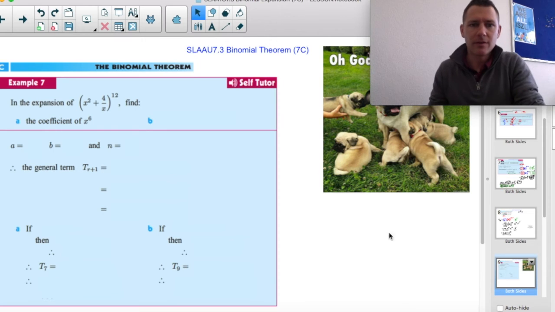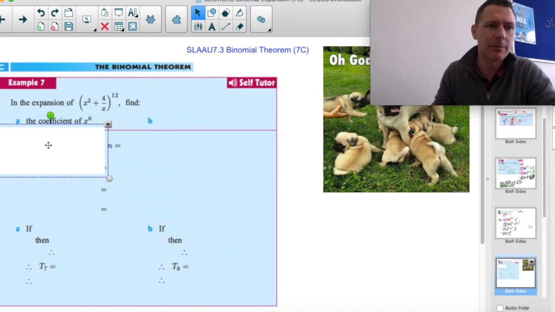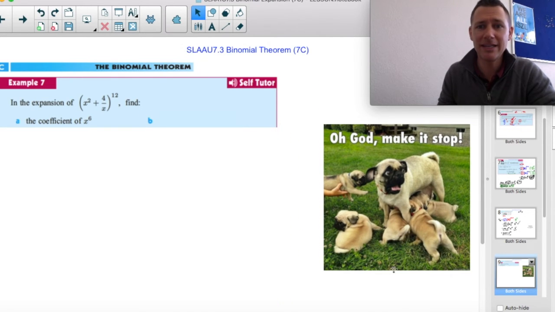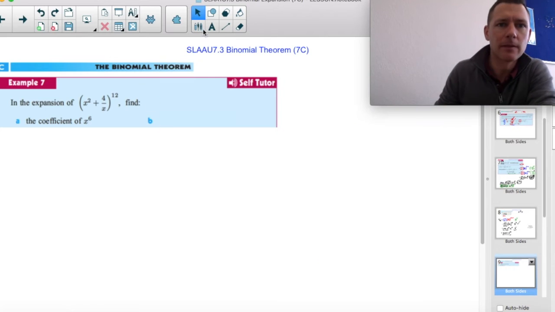So get rid of all this stuff. I think just seeing them a couple of times makes them not so scary. So make it stop. Let's try this one again.